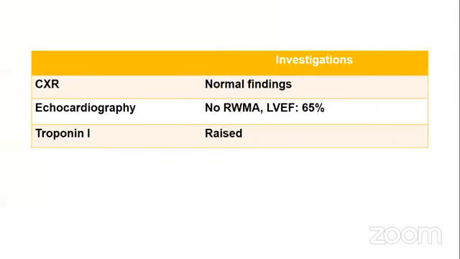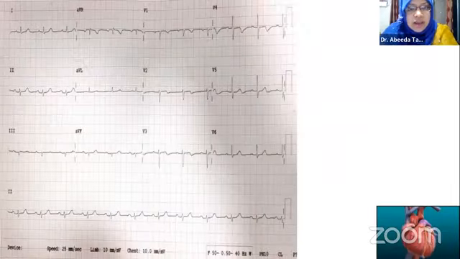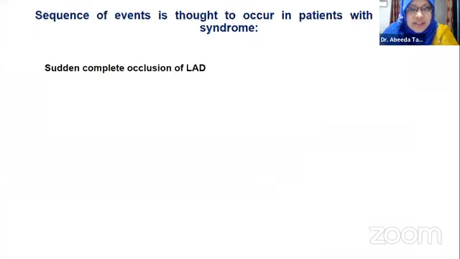Sir, immediately when the patient presented to us, we did a bedside echo, but at that time his ejection fraction was good and there was no regional wall motion abnormality noted. But interestingly, the troponin I was raised. It was about 180 in our hospital, which is about 3 times more. So which one is the culprit vessel that we have already discussed? The LAD, the proximal LAD.